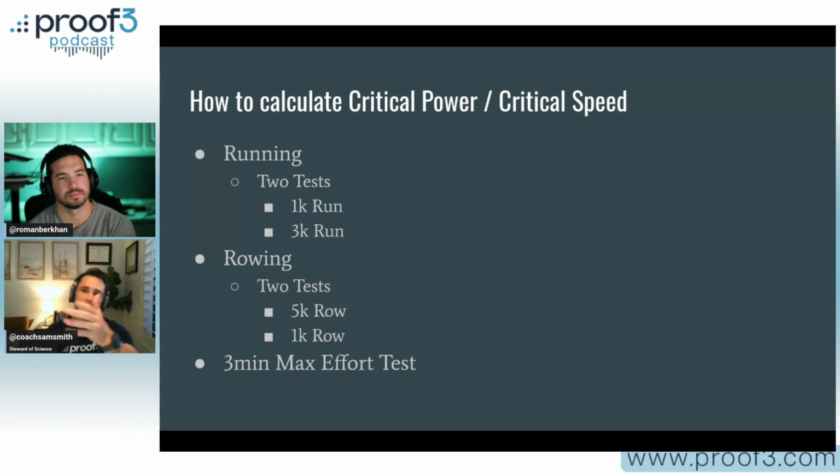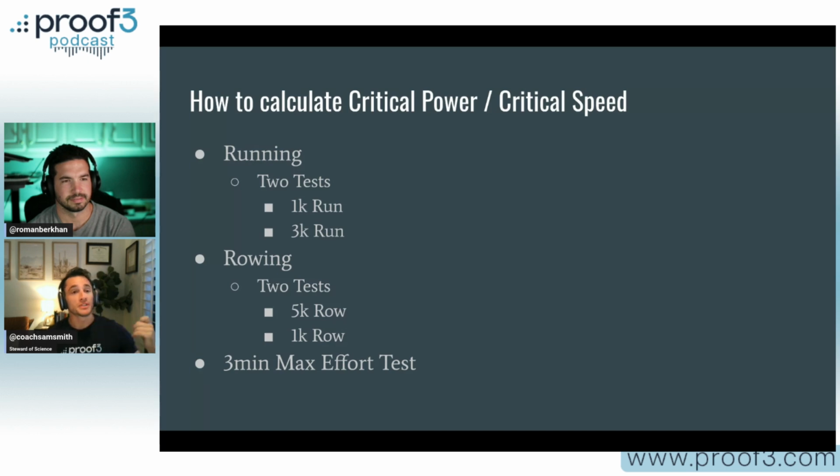So for the running example, I have a 1K, and then I had the client of mine do a 5K because his 5K is right around 20 minutes, so it works. But you could also do a 3K run if people aren't that fast. So you take those 2 values, and then you do some math, which we're not going to get into, and it gives you your critical speed, or critical power for rowing. And then with rowing, you can do a 5K and a 1K or a 2K. You do a 5K, 2K, that's fine, depending on how fast you are.